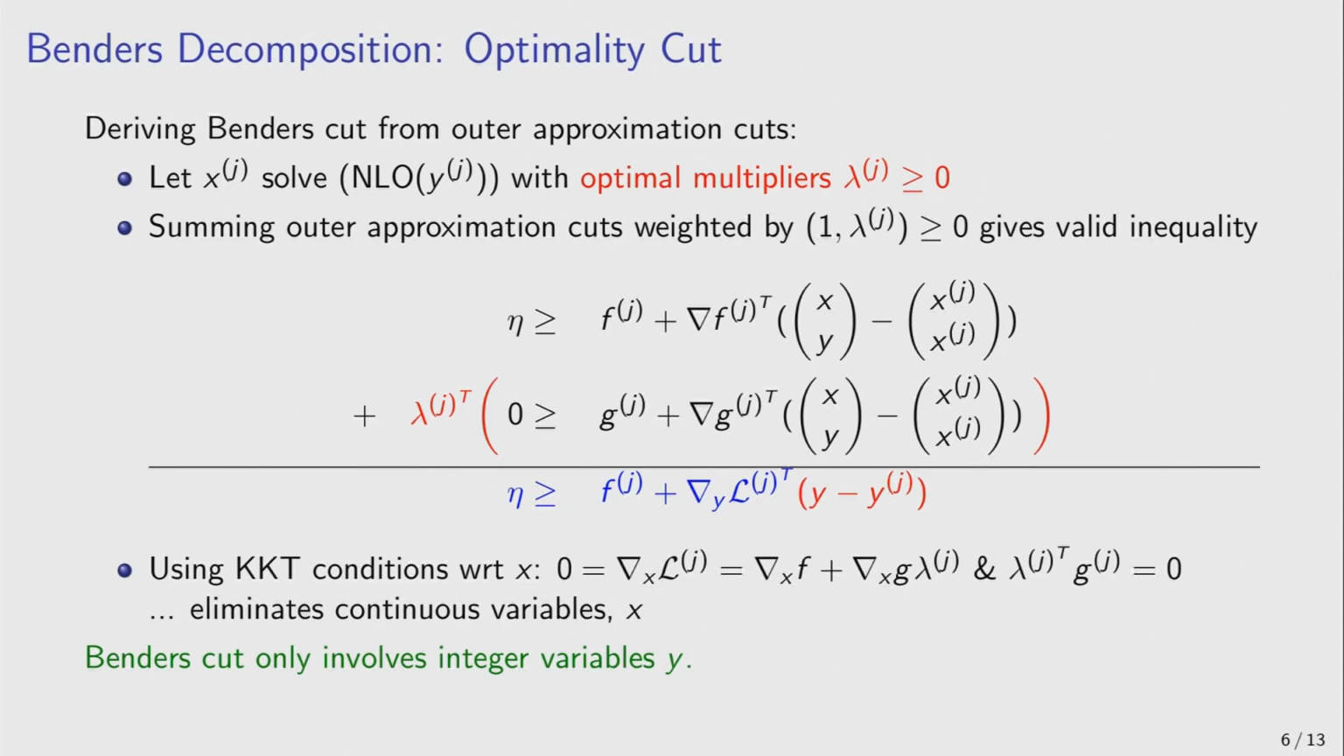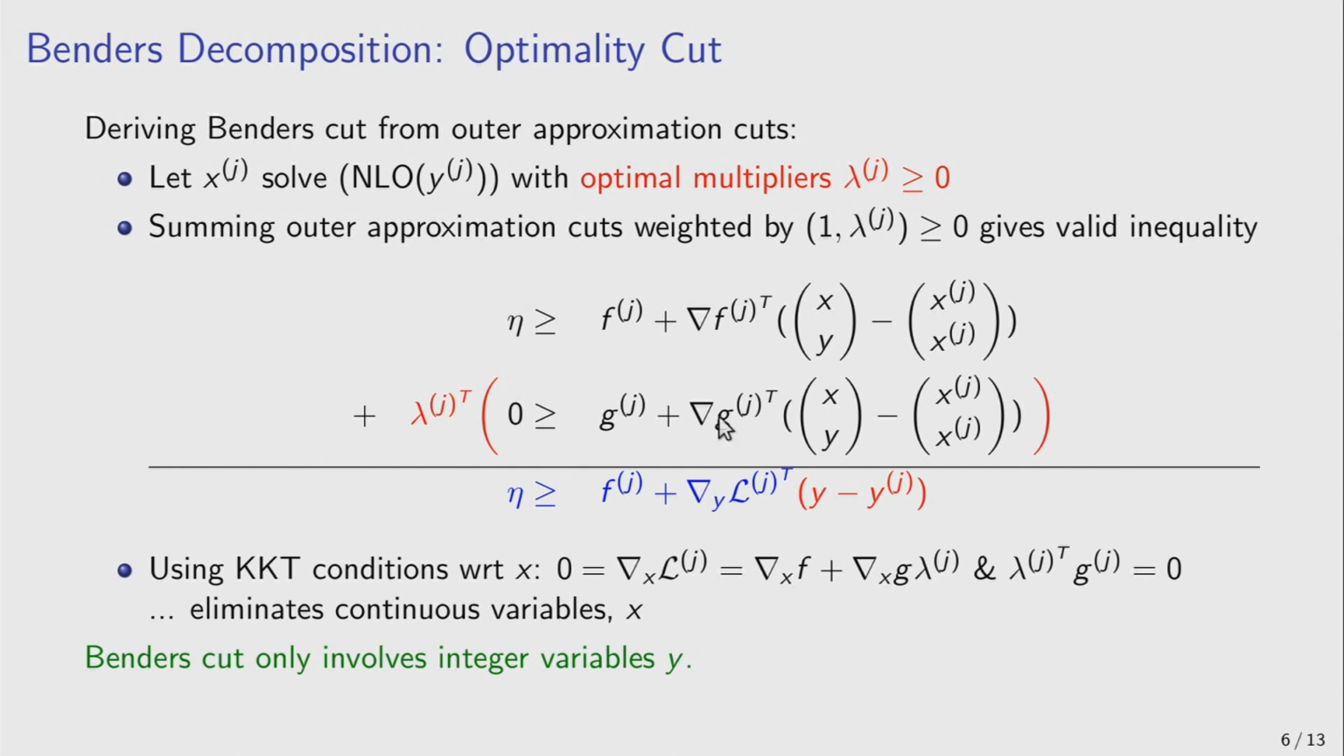So you don't need to read papers on Bender's decomposition. You can just learn Bender's decomposition if you know outer approximation and this very simple trick. So let us assume that we have solved a nonlinear optimization problem where we fixed the integer variables and we obtained a solution xj and some optimal Lagrange multipliers corresponding to the inequality constraints.